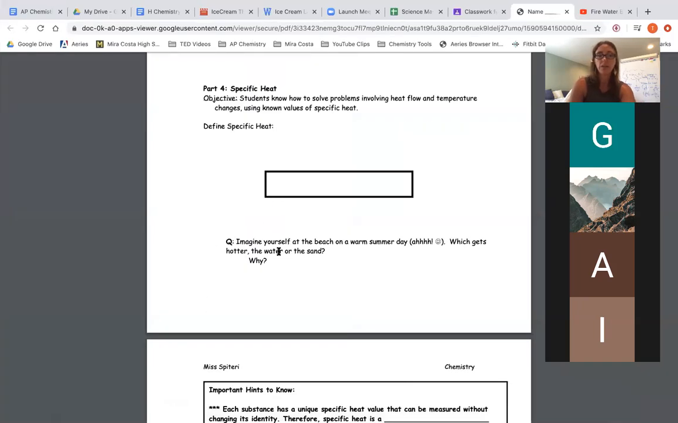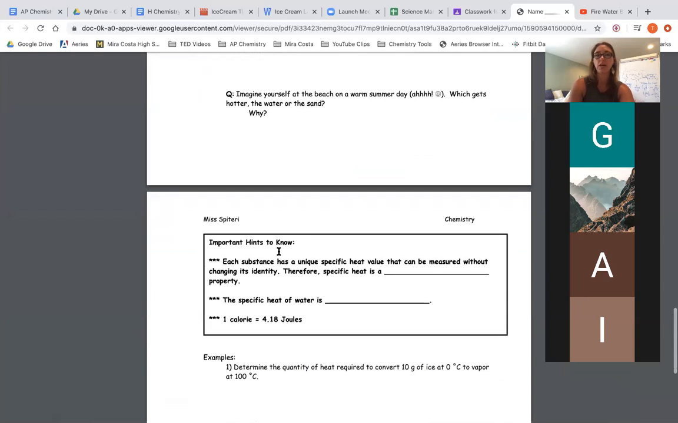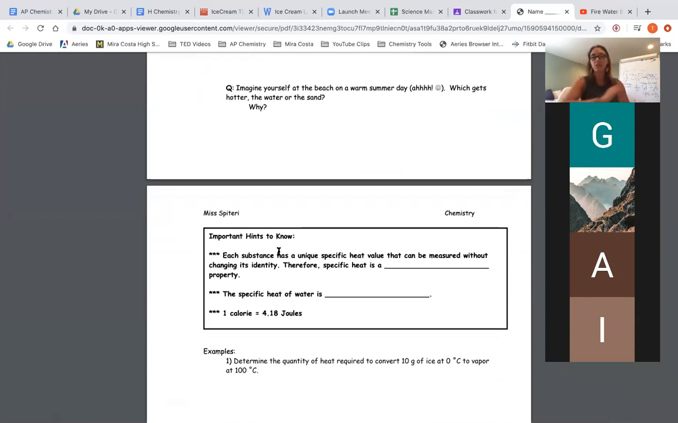Okay, so here's a good question. It says, imagine yourself at the beach on a warm summer day. I know, have you guys been to the beach lately? It's so nice. I felt like I refilled my soul to go to the beach. I almost felt like I was on vacation, right?